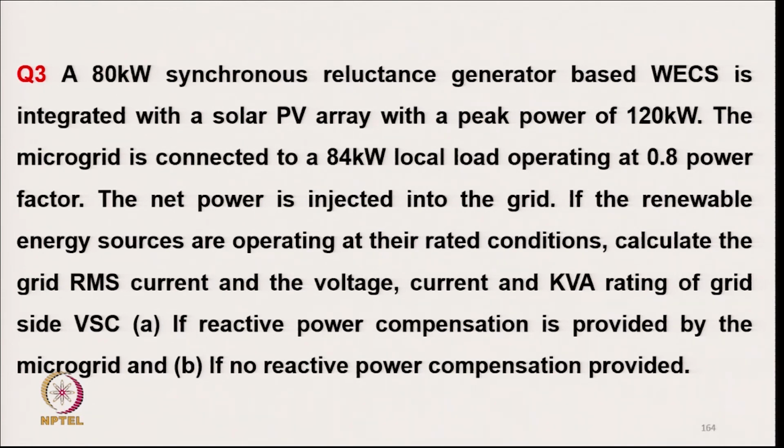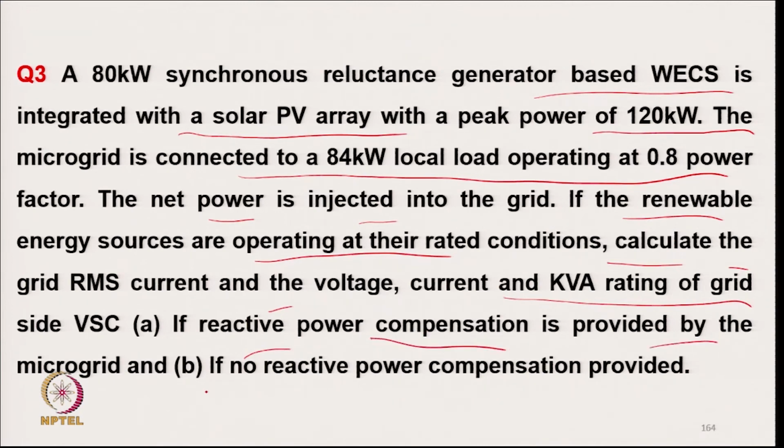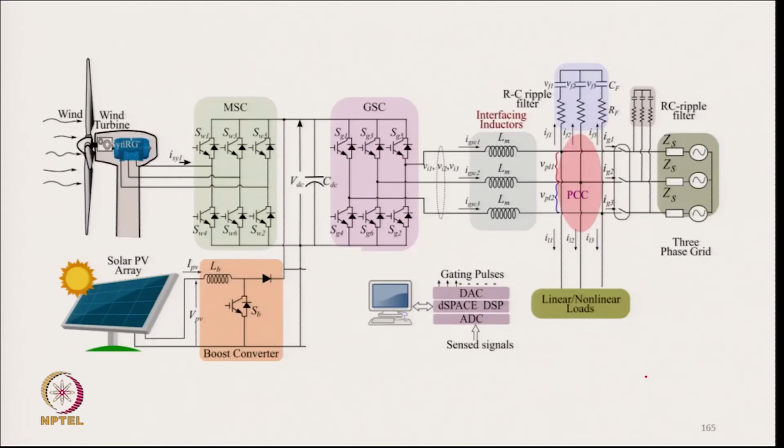Now, coming to example 3, an 80 kilowatt synchronous reluctance generator based wind integrated system with a PV array with a peak power of 120 kilowatt, and the microgrid is connected to an 84 kilowatt local load operating at 0.8 lagging power factor. So, net power is injected into the grid. If the renewable energy sources are operating at the rated condition, calculate the grid RMS current and the kVA rating of the grid side voltage source converter. The reactive power compensation is provided by the microgrid, and no reactive power compensation is provided by the microgrid.